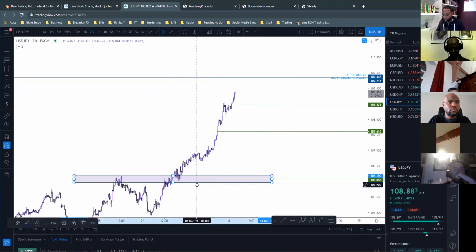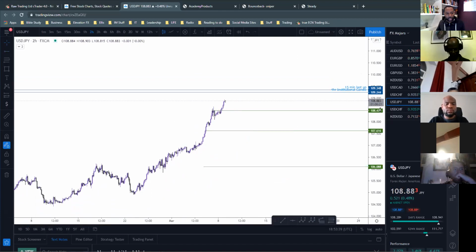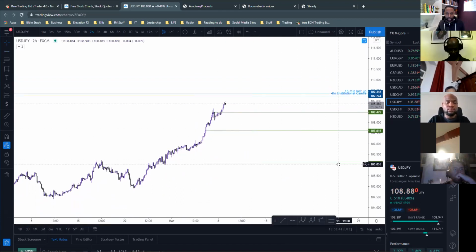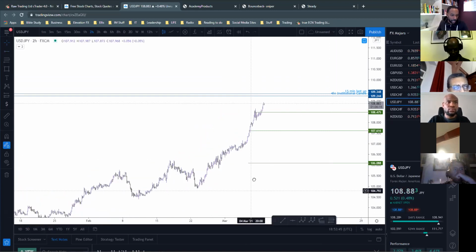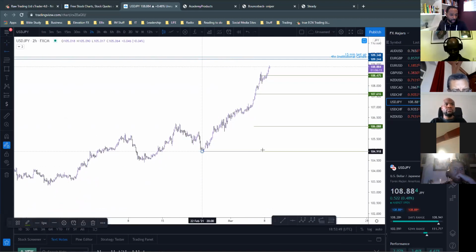All right, 106.08. Now, as the structure develops on the way down, you will get more information about where this may actually end. And why don't we take another one? You can have as many take profits as you like. We'll take another one here at the equal low. This would be the equal low, so we'll take another one there.